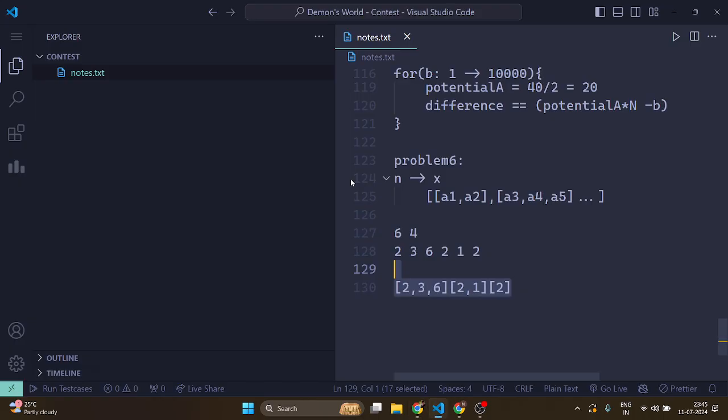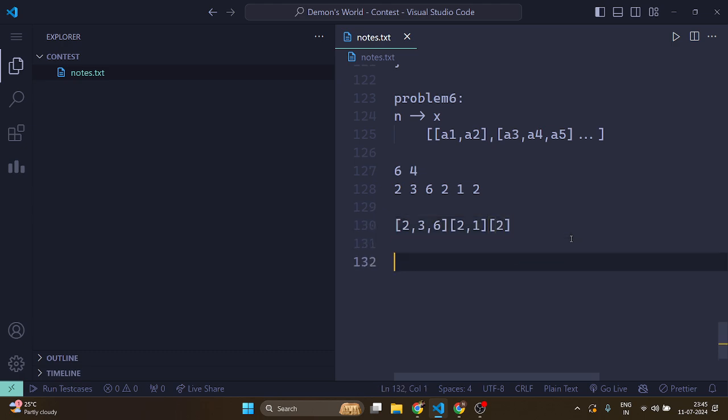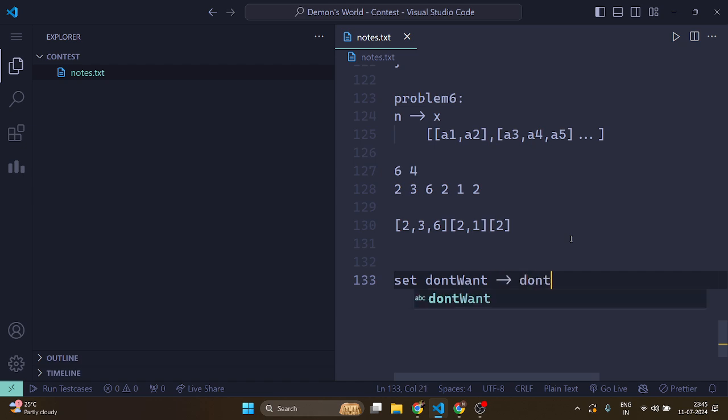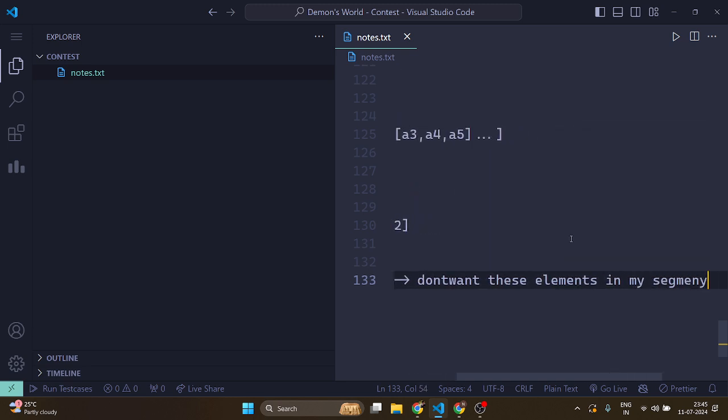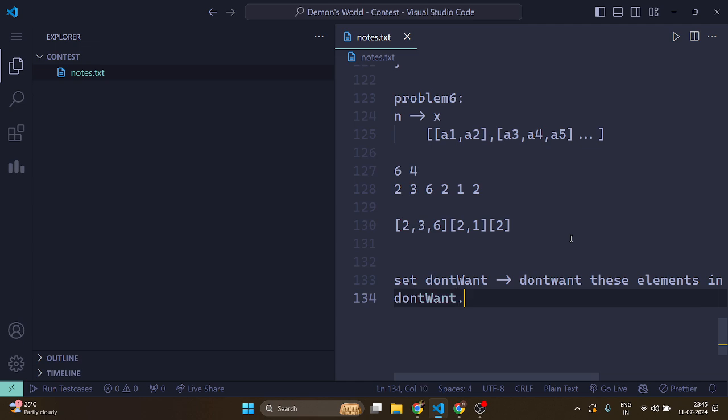So the basic simple approach which I followed is, we'll carry a set containing the elements which we don't want. Let the name of the set be don't want. I don't want these elements in my segment. Initially, don't want will contain x, because we don't want x anywhere. Now we'll start traversing for elements from 1 to n.